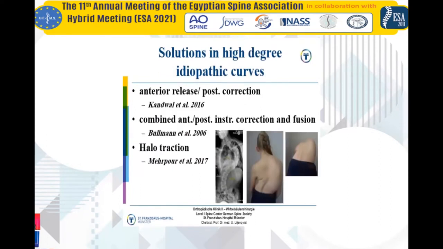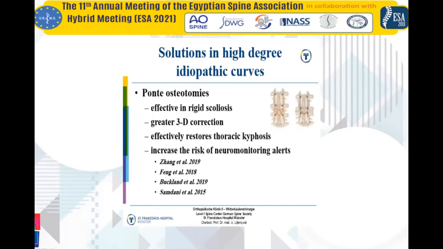If we review the literature, the solutions in high degree idiopathic curves are either anterior release with posterior correction, a combined anterior and posterior instrumented correction and fusion, or even halo traction. We know that Ponte osteotomies are very effective. They allow a greater three-dimensional correction, they allow a better restoration of thoracic kyphosis, but they also increase the risk of neuromonitoring alerts.